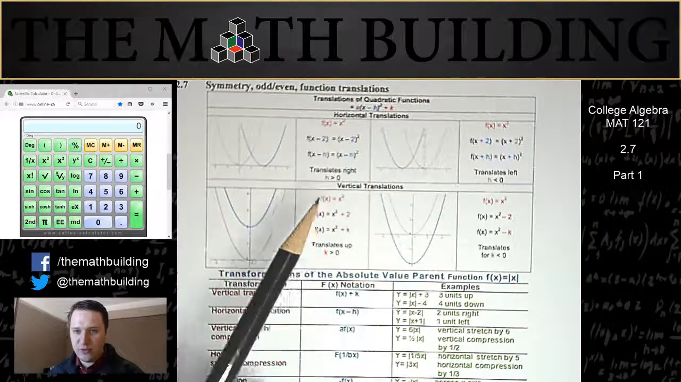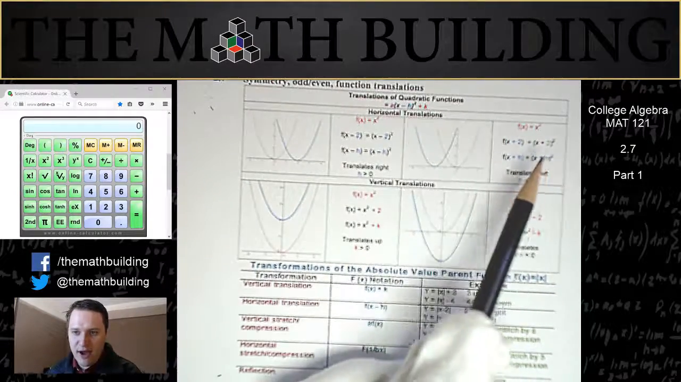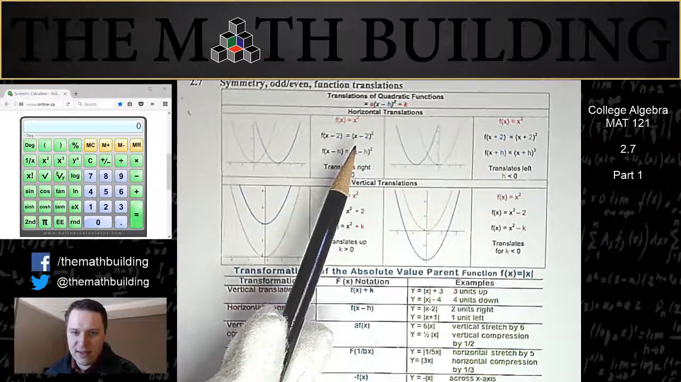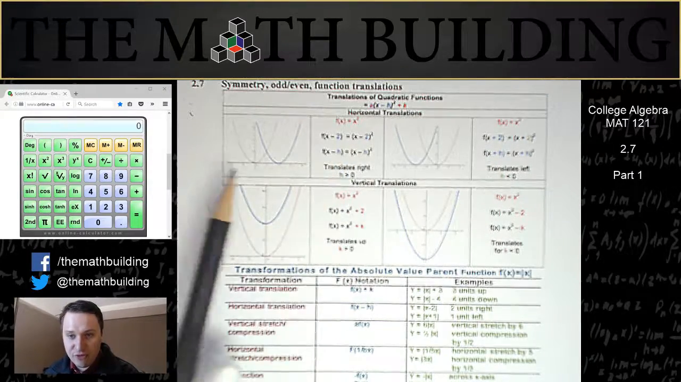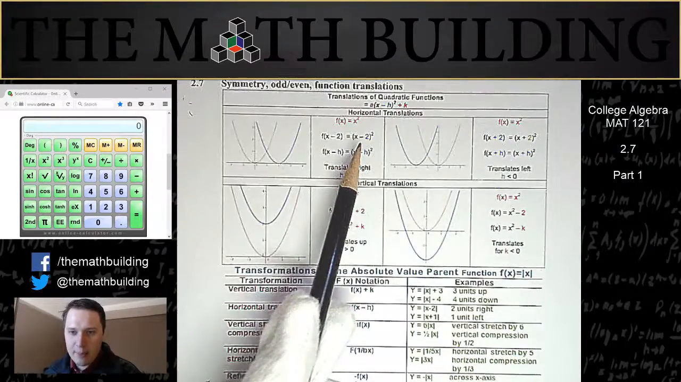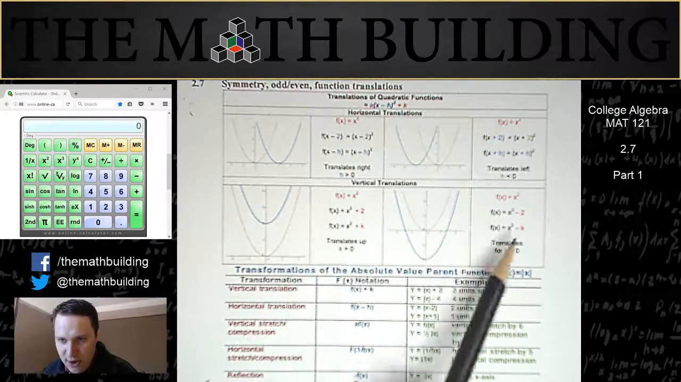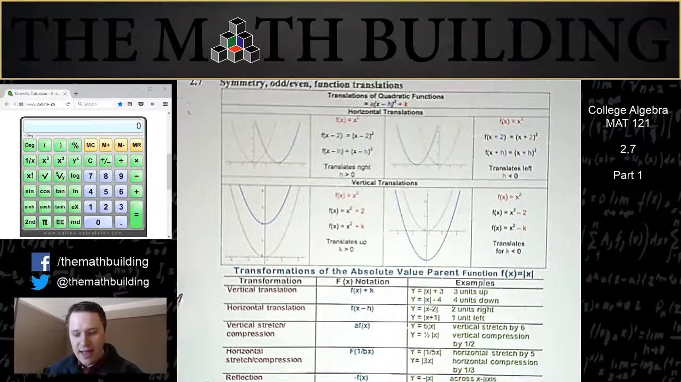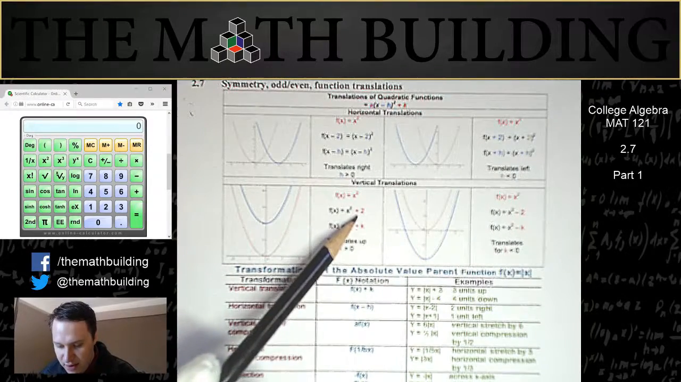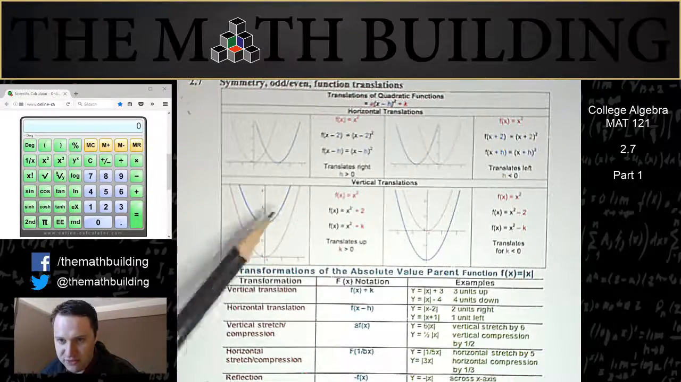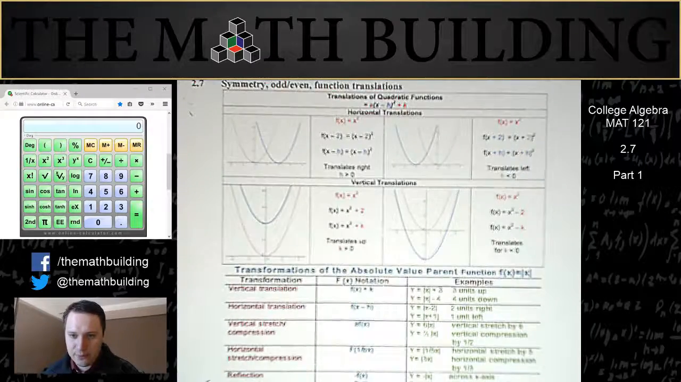So look at the difference between these. Here, I added or subtracted inside the parentheses, and so it moved me left or right, and it moves me in the opposite direction of what we added or subtracted. When I added or subtracted on the outside, it moved us up or down, but in the correct direction. Plus 2 means we went plus 2. Minus 2, we went minus 2.